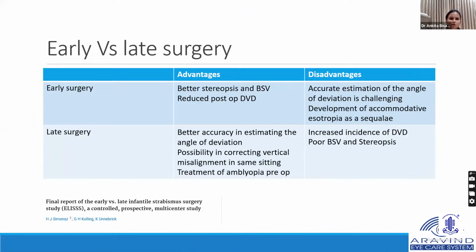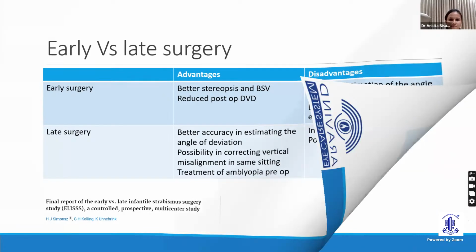There is always controversy whether infantile esotropia has to be operated early or late. The advantages of early surgery would be better stereopsis and DSV, and reduced post-op DVD. The advantages of late surgery would be better accuracy in estimating the angle of deviation, the possibility of correcting vertical misalignment in the same sitting, and treatment of amblyopia pre-op.